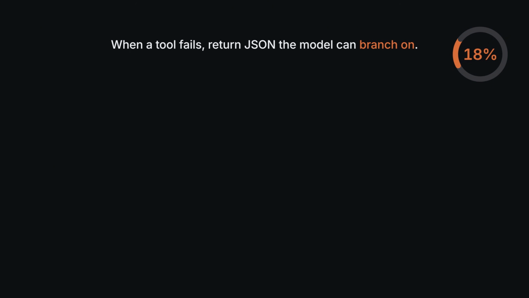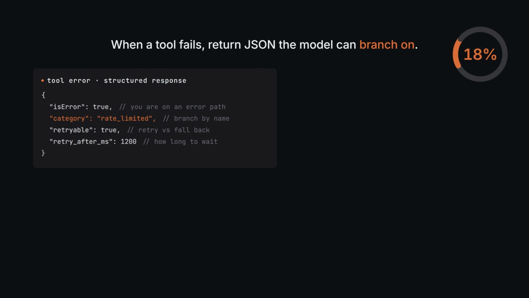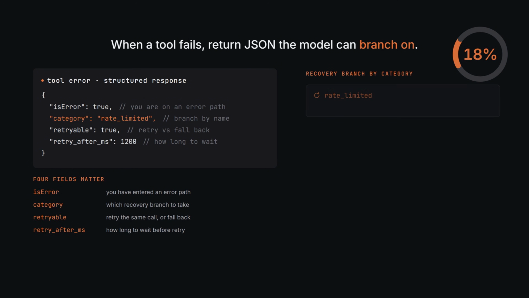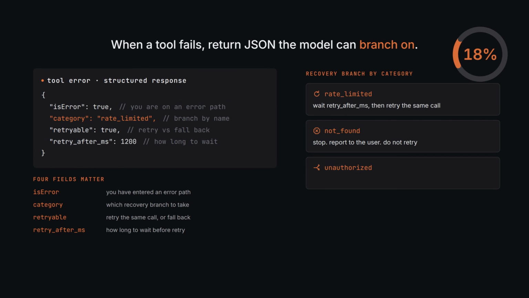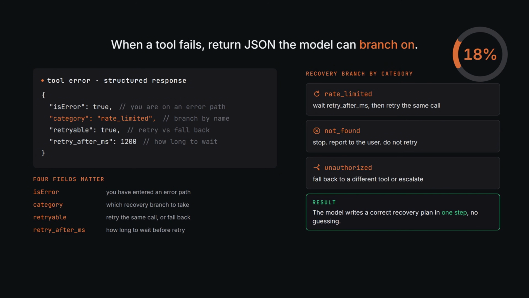Second, structured error responses. When a tool fails, the right shape is a JSON object the model can branch on: an isError Boolean, so it knows it hit an error path; a category string, like rate limited or not found, so it can pick a recovery branch by name; a retryable Boolean, so it knows whether to retry; and when applicable, a retry after MS integer, so it knows how long to wait. With that shape, the model writes a clean recovery plan in one step.